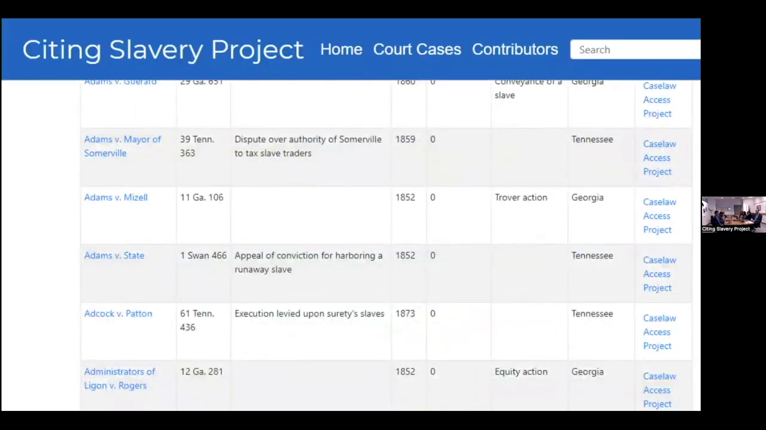Once a case is added to the site, the Citing Slavery Project provides the information we have collected, including the case, when the case was decided, the location of the decision, information about the case reporter, our one sentence summary of the case, and if available, the names of the enslaved or freed people involved in the case to users.